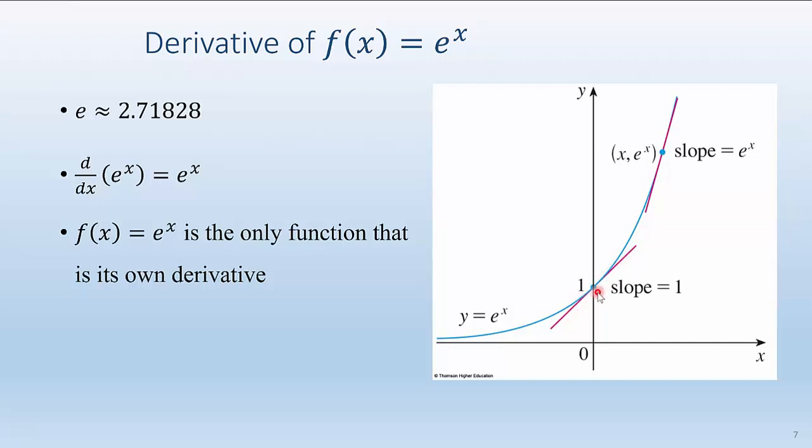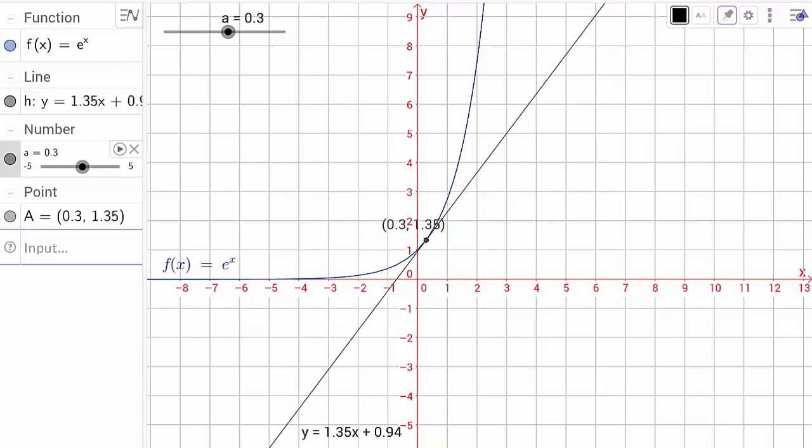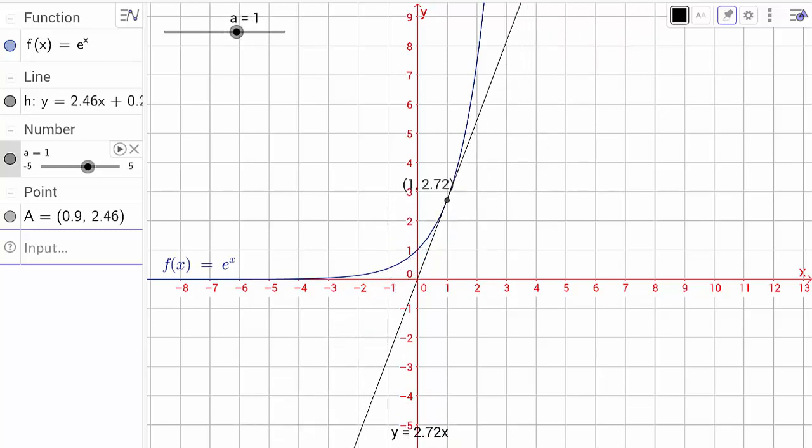Here we have a slope of 1 and the y value is 1. At any point x, the y value will be e to the x, and the slope of the tangent line there will be e to the x. Let's explore that for various values of x. We've plotted the graph in GeoGebra, and we can see at the point on the y-axis where the y-coordinate is 1, the equation of the tangent line there is y equals x plus 1, so the gradient there is 1.